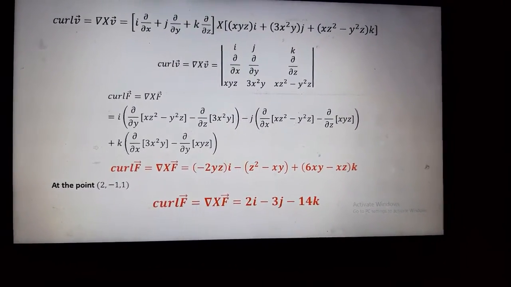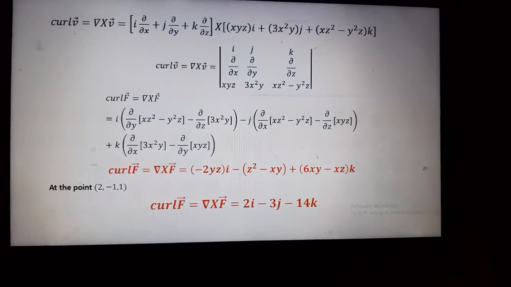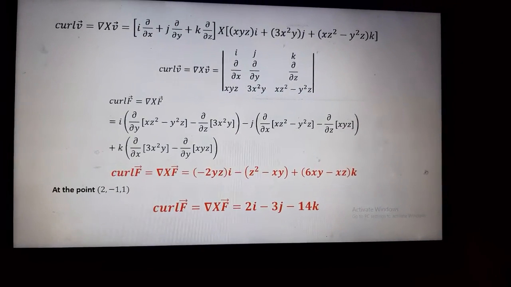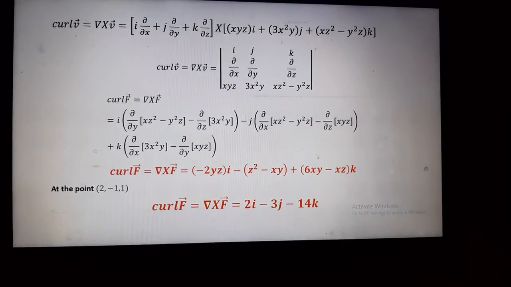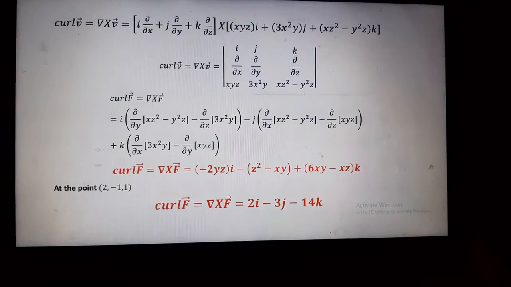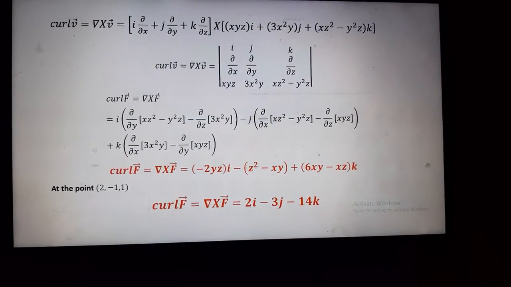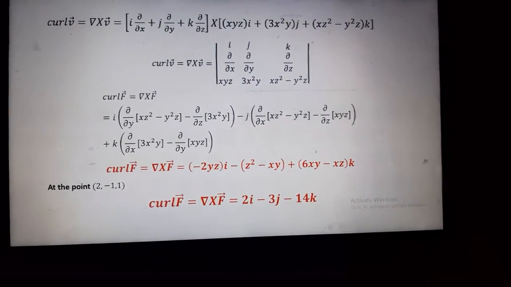We should remember, in the case of gradient, curl and divergence: gradient is associated with a scalar function and results in a vector. Divergence of a vector results in a scalar function, and curl of a vector results again in a vector function.